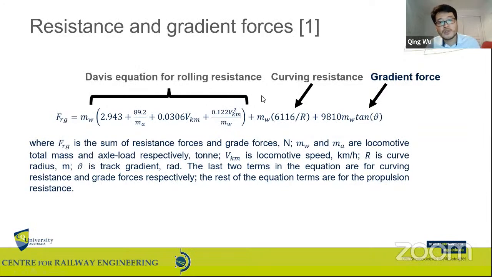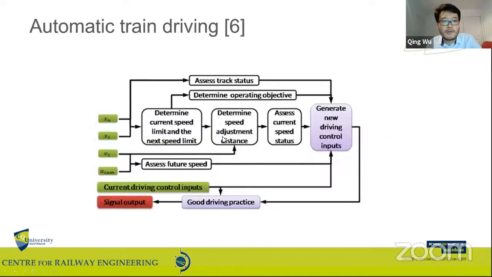For the resistance force, as I mentioned before, we consider rolling resistance, and we consider curving resistance, like when a road vehicle is cornering, you will also have extra resistance in the system. For the track, we will have gradient force. Anyway, for those forces, we just simulate them using empirical formulas.